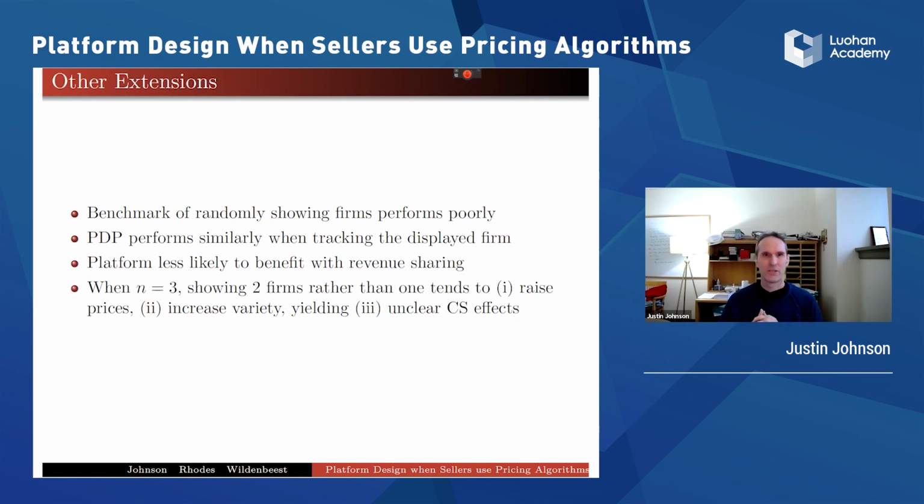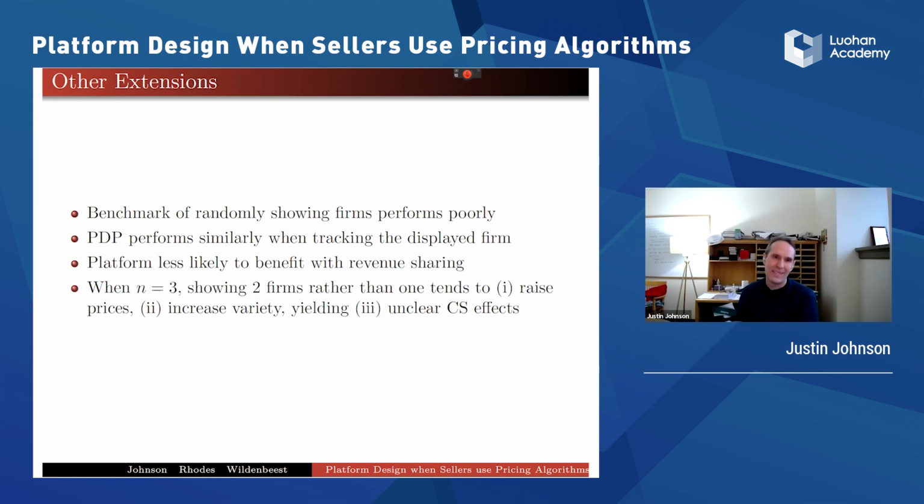We have a number of other extensions. I won't say much more about them now, except maybe to choose one or two of these. I'll focus on the last one here. We've been focusing on the case with 2 firms, but we can also look at the case of 3 firms. And one question you can ask in that situation is, if you have 3 total merchants, do you want to show one of them or 2 of them, assuming you want to implement some sort of demand steering policy?